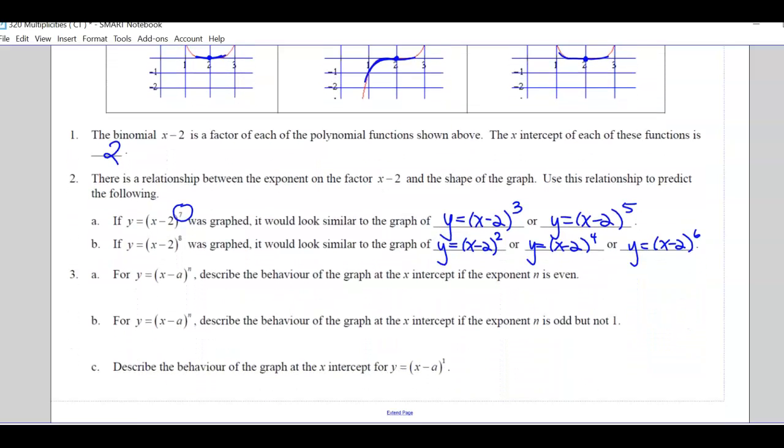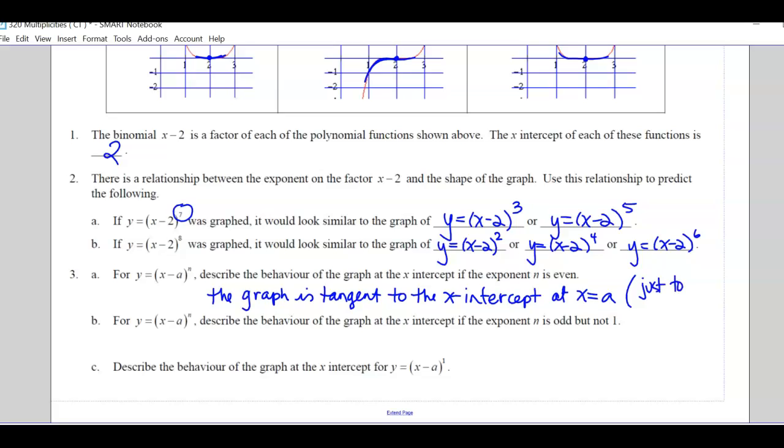So for the exponent n, describe the behavior of the graph at the x-intercept. If n is even, the graph is tangent to the x-intercept at x equals a. So it just touches, and it looks like a U, so it's U-shaped.